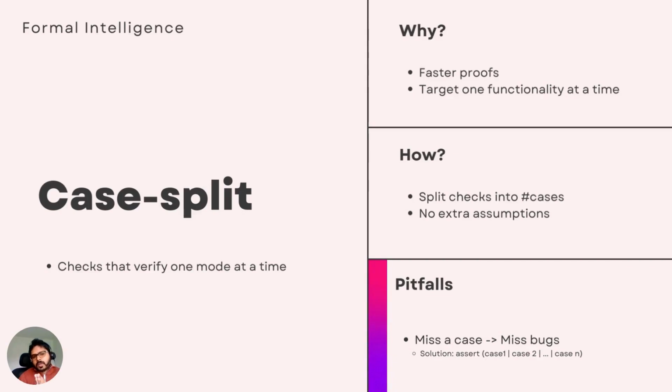So what are some common mistakes that people make while doing case splitting? The very common one is missing a case itself. If you split the check into n number of checks and you miss a case and you sign off the design without ensuring that you covered all the cases, then that can lead to missing bugs. So how can we fix this issue? A simple fix is to add an assertion that says that at any point in time, at least one of the cases that you're covering should be true.